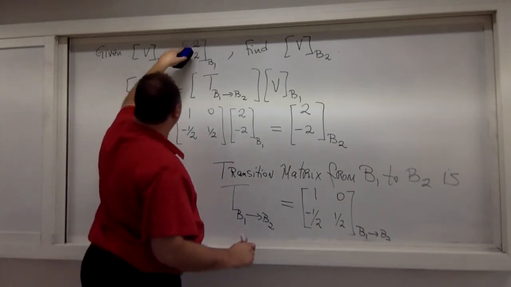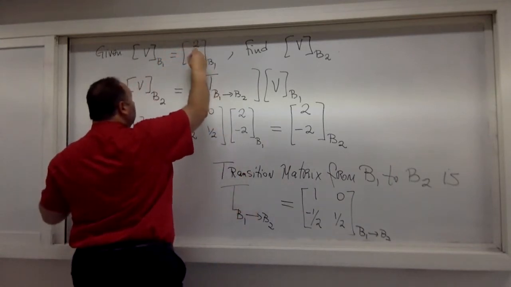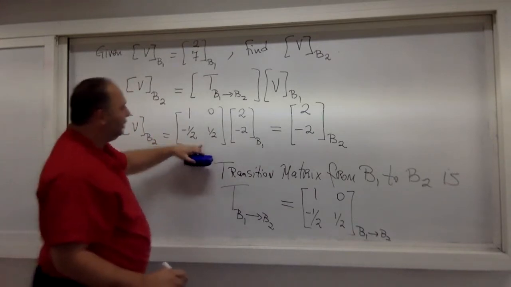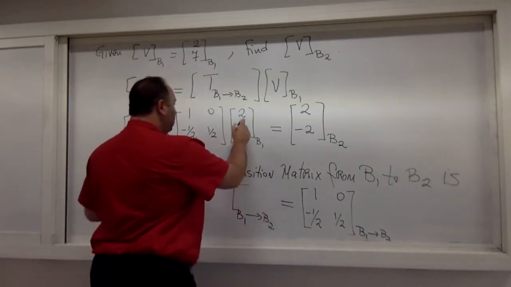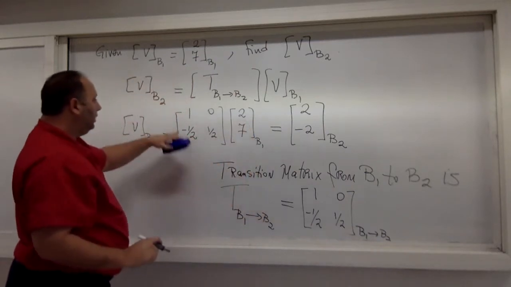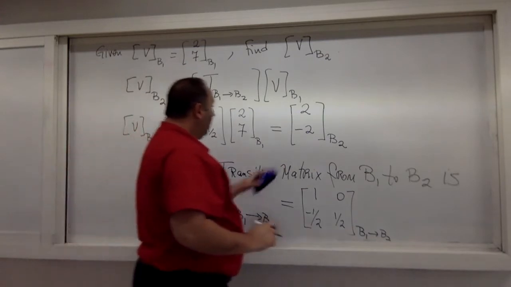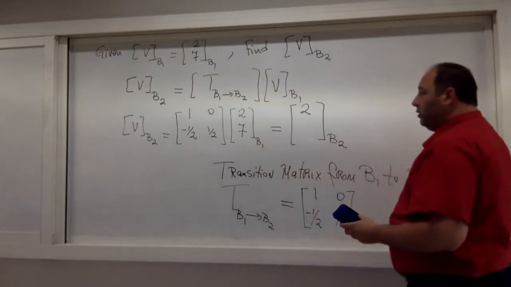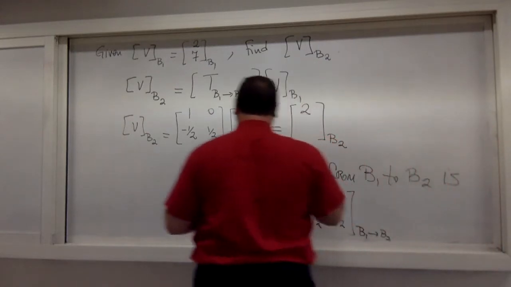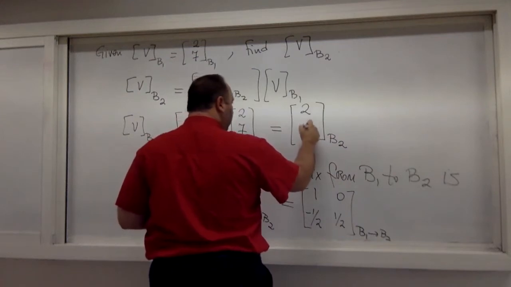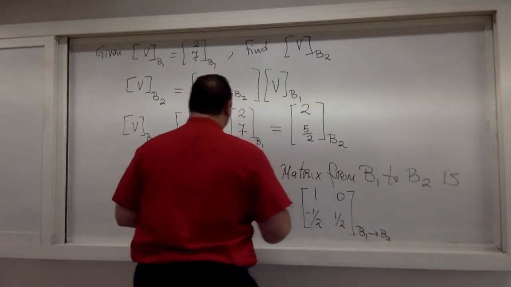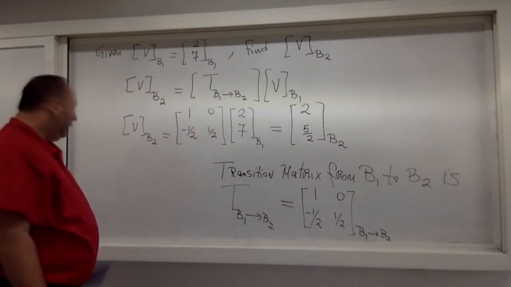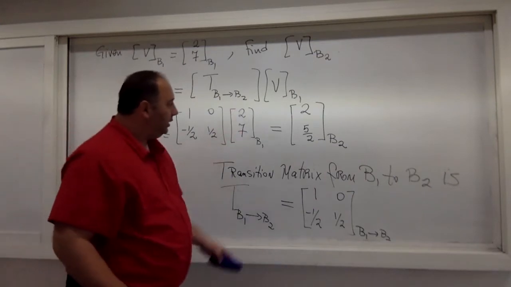If I give you a vector 2 and 7 in B1, what are its coordinates in B2? So the same transition matrix, all you do is change this, and then you have this, and then you have minus 1. So minus 1 plus 7 over 2. So 5 over 2. Cool. So those are the coordinates of the same guy in a different basis. So you can do this all day long.